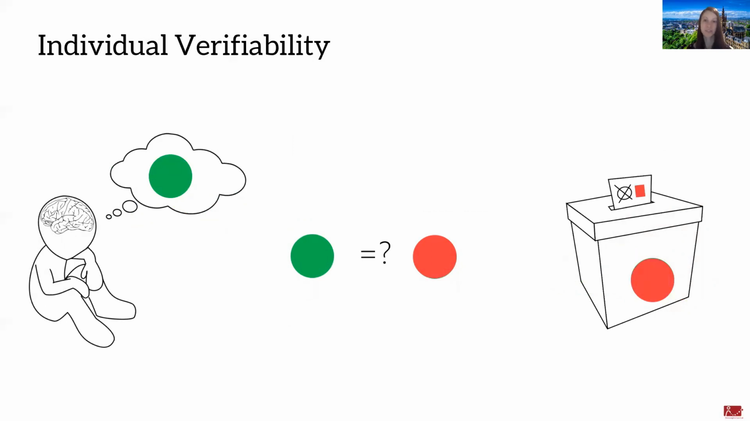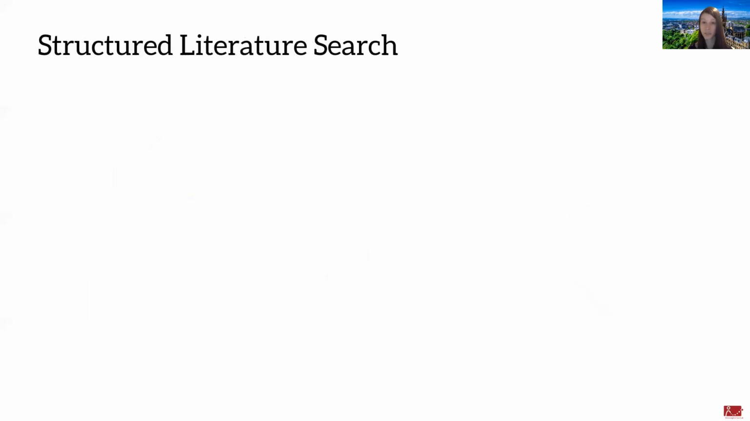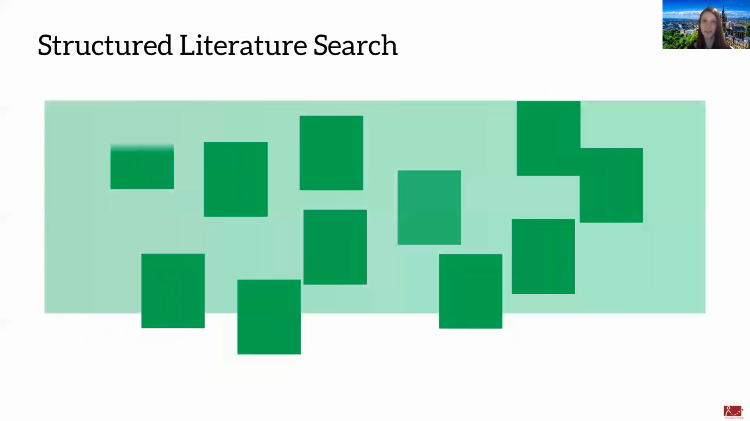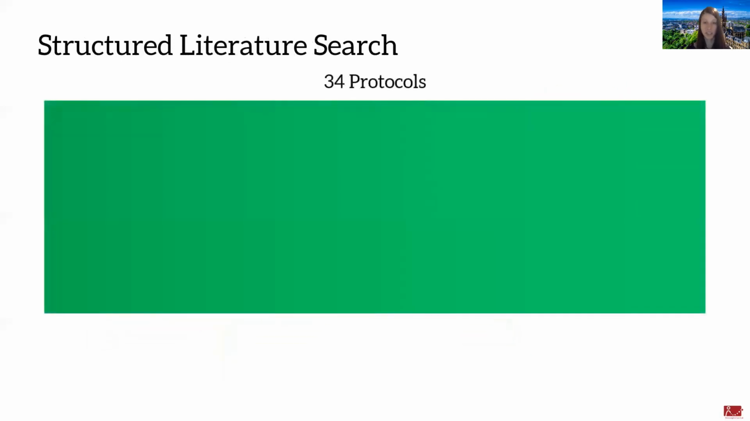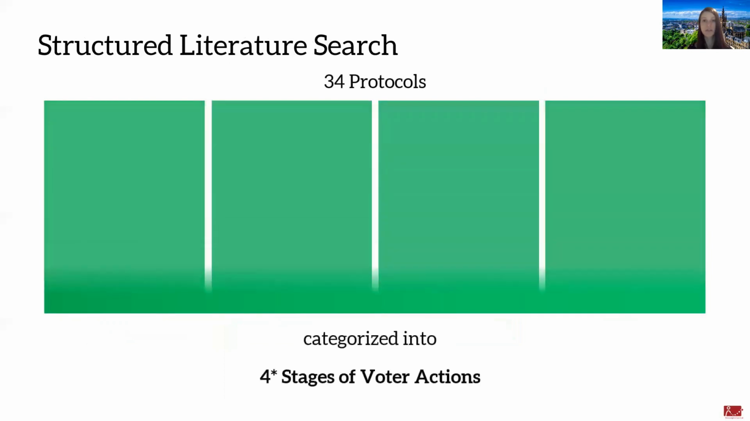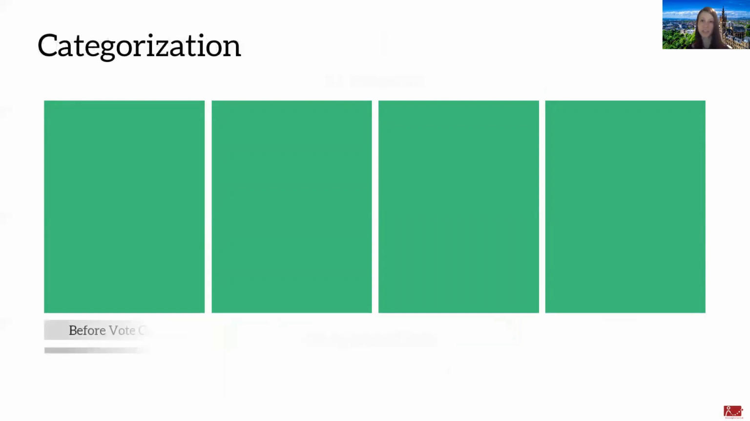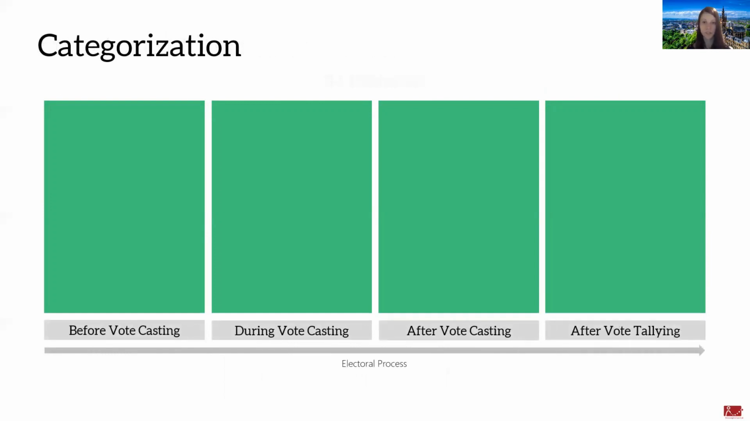So to investigate human factors of individually verifiable internet voting, we did a structured literature search where we identified 34 protocols in the scientific literature. We clustered them into 4 categories based on voter actions, meaning the tasks that voters have to do to verify successfully. But we also considered the timing within the electoral process.